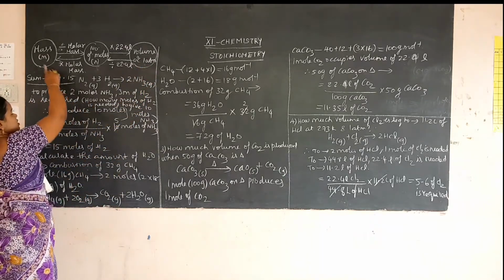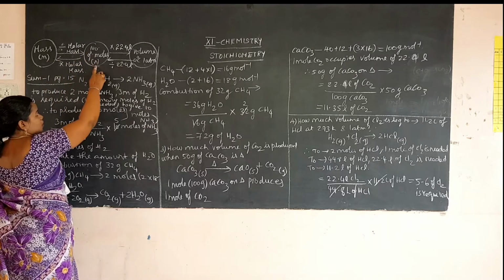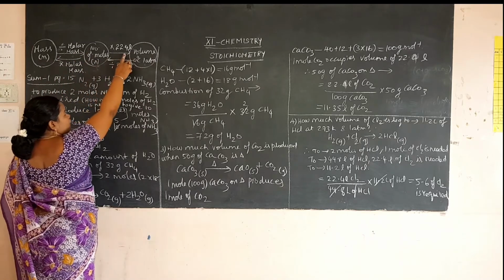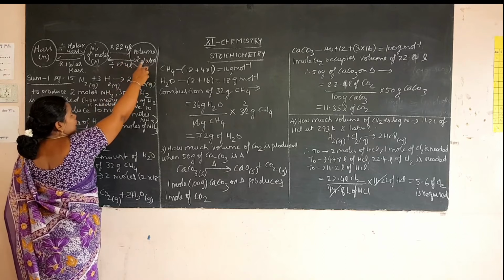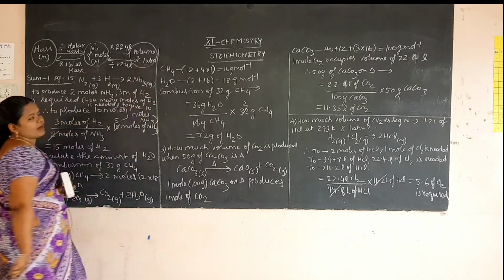So mass divided by molar mass will give number of moles, and number of moles into 22.4 liters will give volume at 0 degree Celsius or 1 atmosphere pressure.